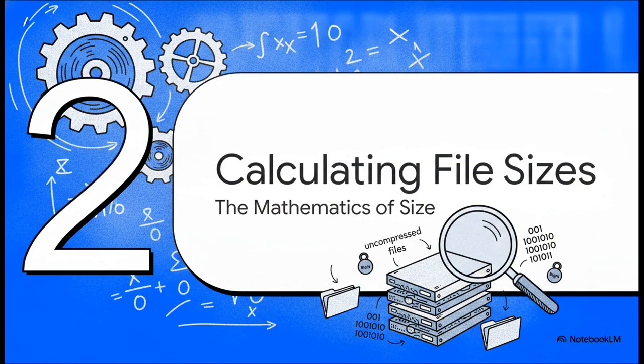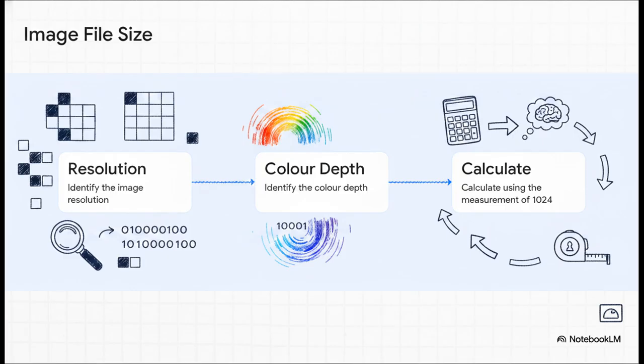Section 2. Calculating file sizes, the mathematics of size. Now that we know our building blocks, let's put on our analytical hats and figure out exactly how heavy these uncompressed files actually are. If you want to know the size of an image, you really just need 2 raw ingredients. You need the image resolution, which is simply how many pixels there are, and the color depth.